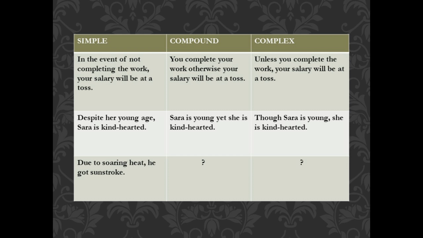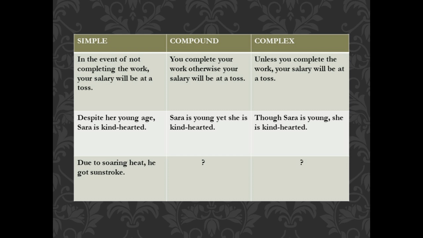Unless you complete the work, your salary will be at a toss. So here, unless is the subordinating conjunction. Since you have a subordinating conjunction here, this is a complex one. I repeat, the simple form is, in the event of not completing the work, your salary will be at a toss. The compound form is, you complete your work, otherwise your salary will be at a toss. Complex is, unless you complete the work, your salary will be at a toss.